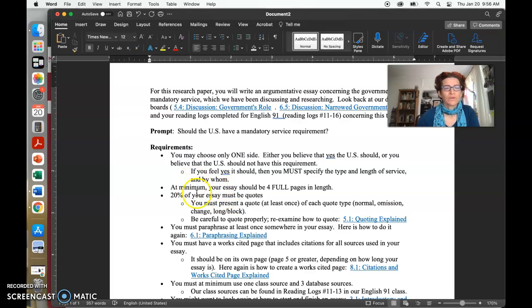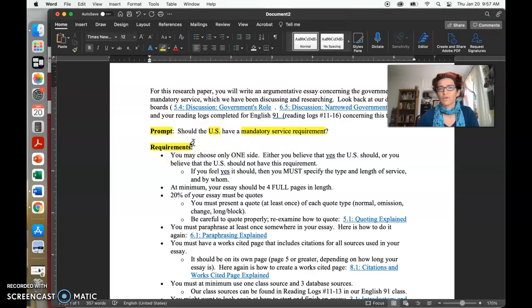So now what I would do is highlight only the important items. What is it asking me to do? Well, in particular, here's the prompt. That's important. And what is the prompt asking me? It's asking me, should the U.S. have a mandatory service requirement? So definitely I want to highlight the U.S., because that's very particular, as well as what the focus of my essay is to be on: mandatory service requirement. So as long as I have these 4 key words, or some sort of synonym of these words, in the thesis of my essay, I know that I've actually addressed the prompt.